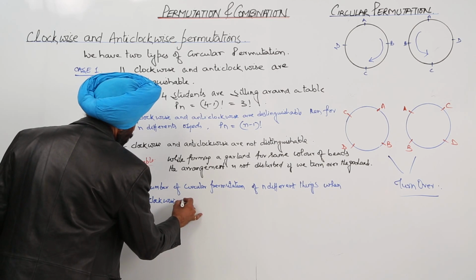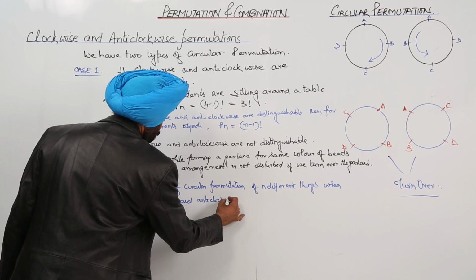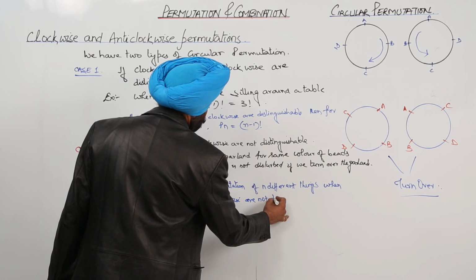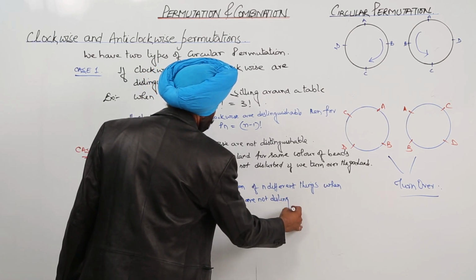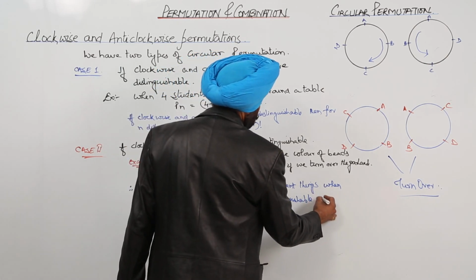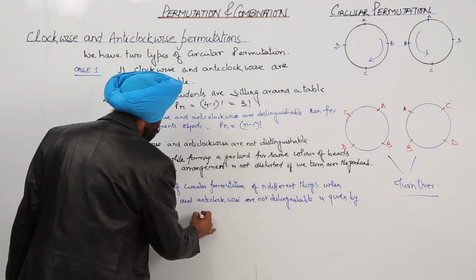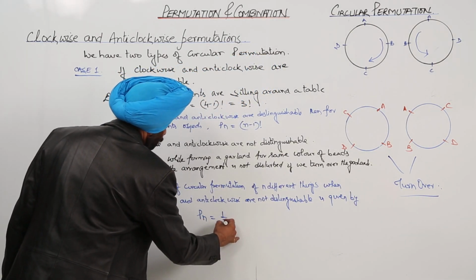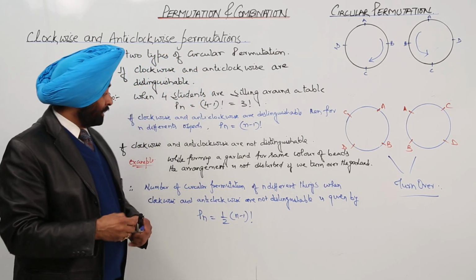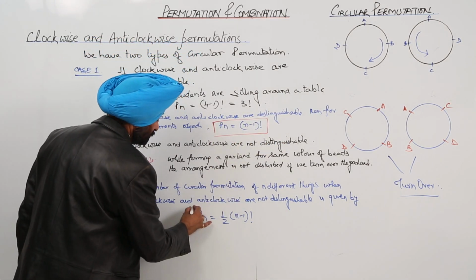clockwise and anti-clockwise are not distinguishable is given by Pn is equal to 1 upon 2 times (n minus 1) factorial. Okay. So, here is the difference, one is this one and second is this one.